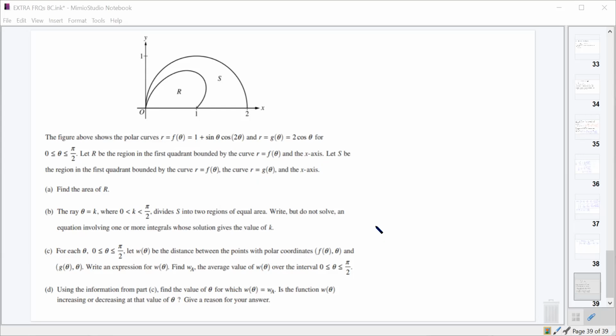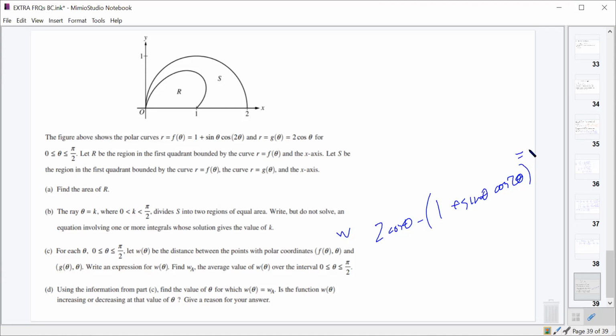And we were trying to figure out, so we had 2 cosine theta minus 1 plus sine theta cosine 2 theta. That was W, right? And using the information in part C, find the value of theta for which W of theta equals the average value. And so we found the average value in part C, is that right? Okay, so we want to know, when does this equal the average value?